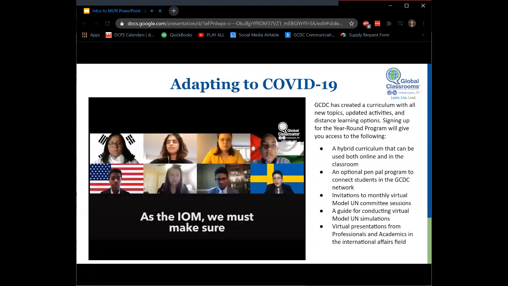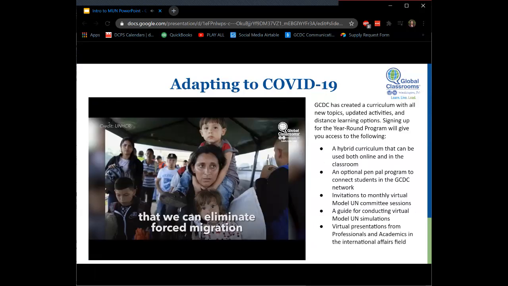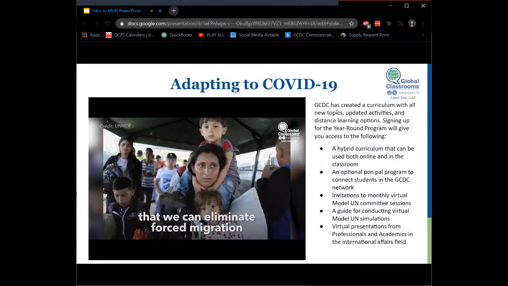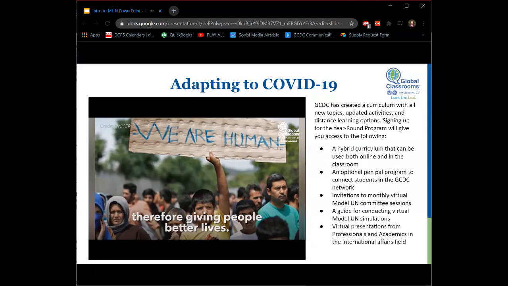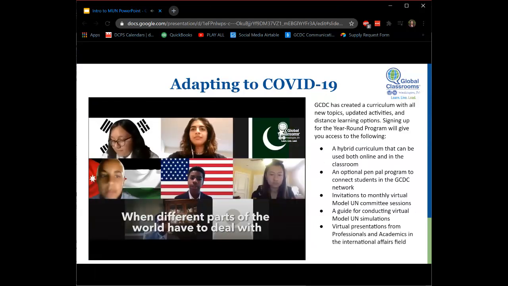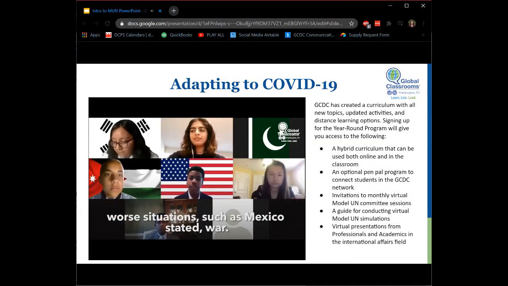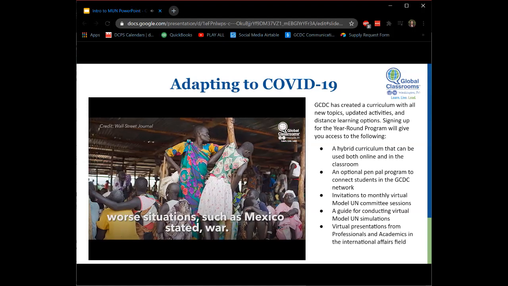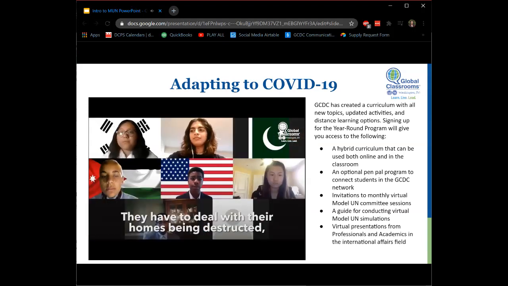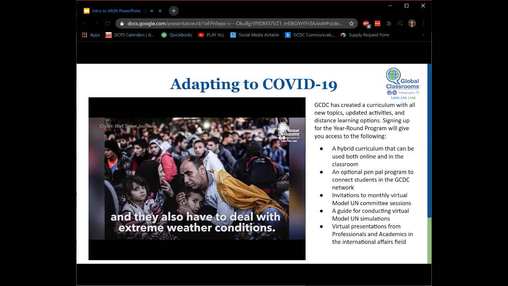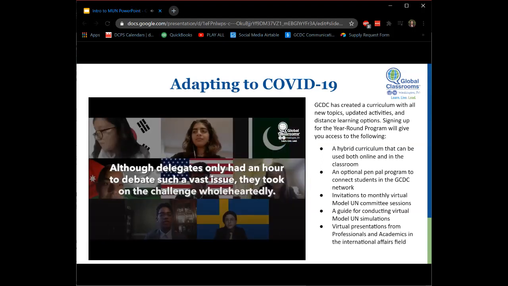As the IOM, we must make sure that we can eliminate forced migration, therefore giving people better lives. In different parts of the world, people have to deal with way worse situations, such as Mexico stated, war. They have to deal with their homes being destroyed, and they also have to deal with extreme weather conditions.